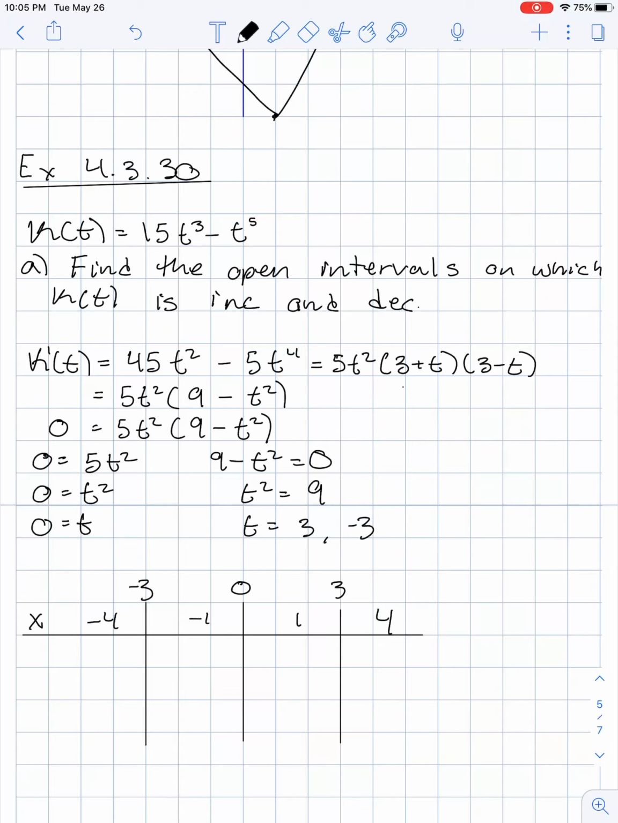Right, because 5t squared will always give us a positive number, negative 4, 9 minus 16. Yeah, no, that's a negative number. Oh my gosh, brain fart. Okay. So we'll have a negative number there. And then at negative 1, I'll have a positive. Positive 1, I'll have a positive. And then at 4, I'll have a negative again. So I am decreasing, increasing, increasing, and decreasing.